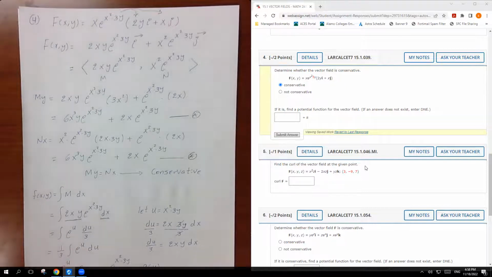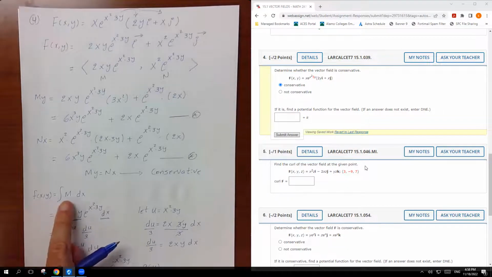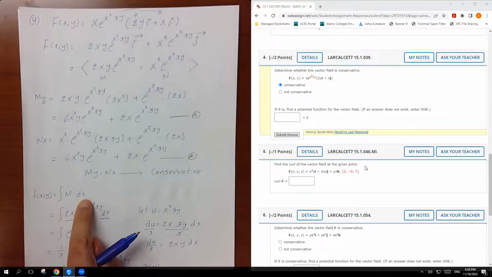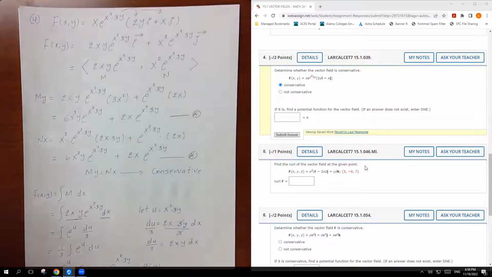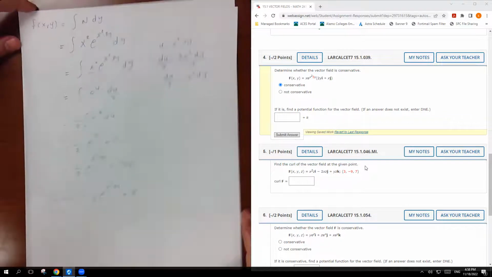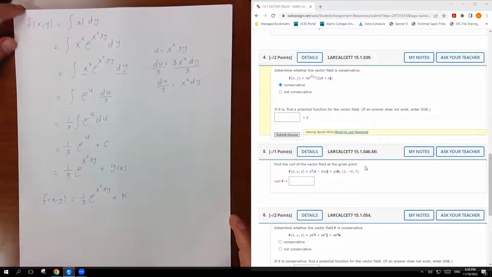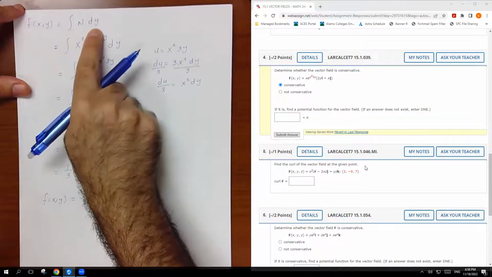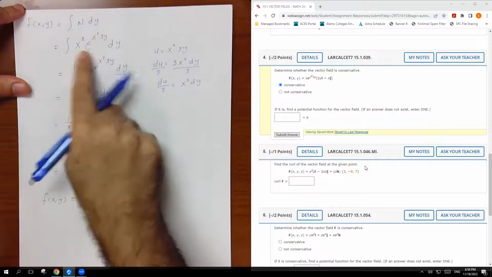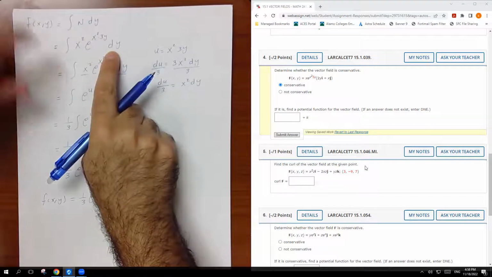Now we're going to do the second part. The second part, I'm going to find f of x y as the integral of n with respect to the y. The opposite of what we did here. So here's the second part. So f x y is going to be the integral n dy. Here is n. I need to find the integral with respect to the y.